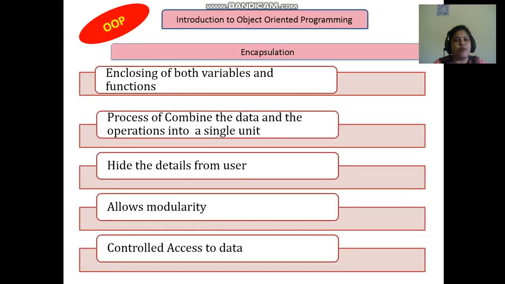Encapsulation is enclosing of both variables and functions. It is a process of combining the data and the operations into a single unit. It hides the data from the user.